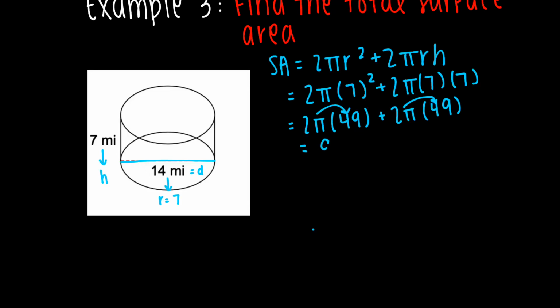So I end up with 98 pi plus 98 pi. And then I'm going to add those two together. And when I do that, my exact answer would be 196 pi. You can stop right here. Or if you want the decimal, 196 pi in the calculator as a decimal would give me 615.75. My bad, I said exact answer. It should be approximate answer.